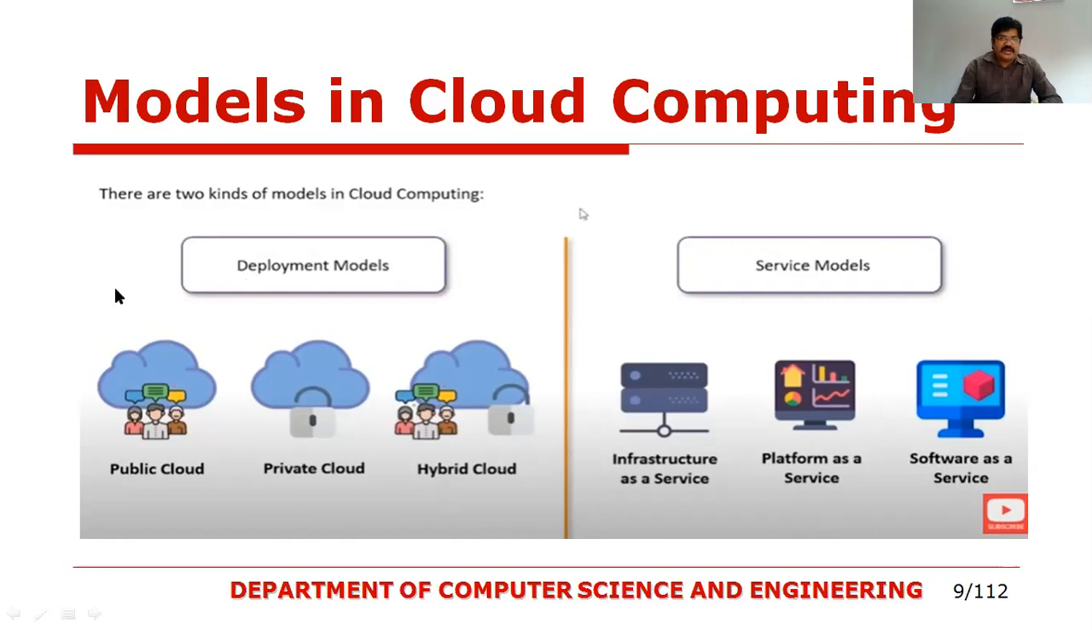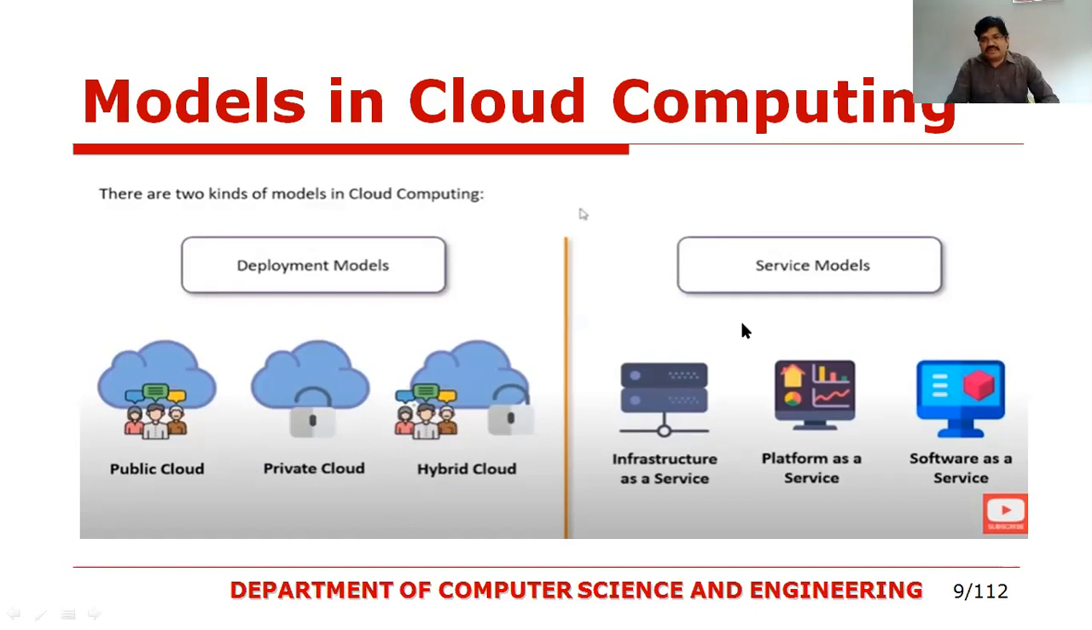Now, coming to deployment models. What are the various deployment models available in cloud computing? Let us see. There are three types of deployment models available. The first one is public cloud, the second is private cloud, and the third is hybrid cloud. Public, private, and hybrid cloud, these three are considered deployment models. We will explain them in detail in a later slide.